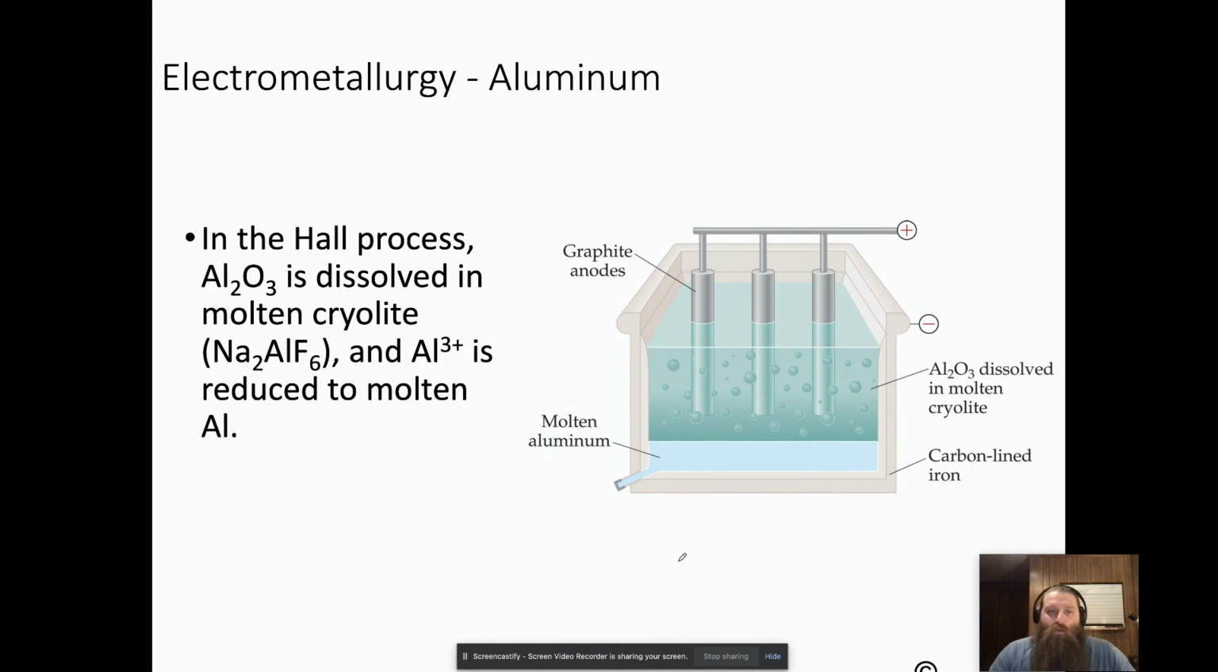But this is what we use. It's called the Hall process. It was invented by a pretty young guy from France. There's a little inset in your book about him. I think he was from France. Pretty interesting story. But anyway, he uses cryolite, which is a relatively rare mineral. I believe it comes from Greenland. And that is what is used to purify the aluminum from the bauxite. So that's another interesting one.